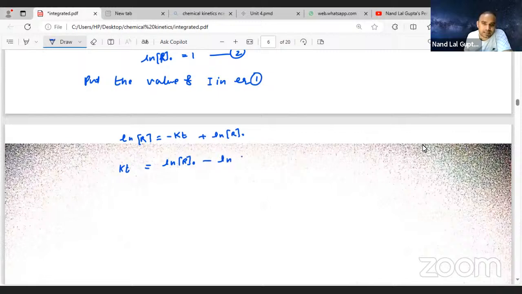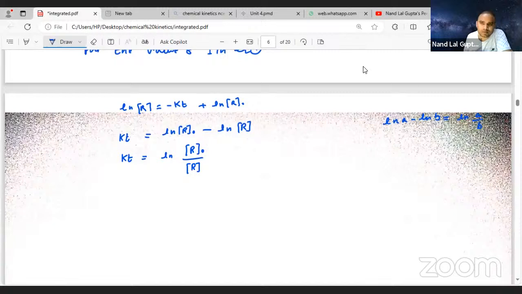Do you know what ln A minus ln B is? What is the rule? Log A minus log B equals log A by B. So here, ln R0 upon R.